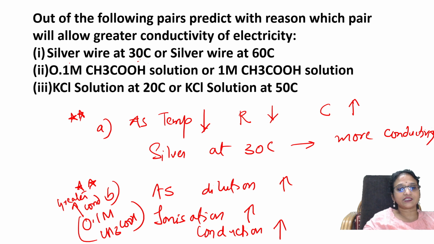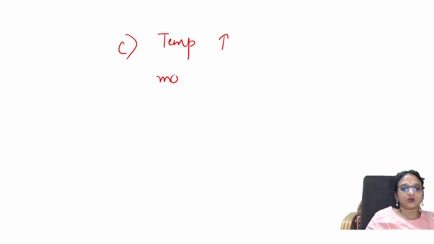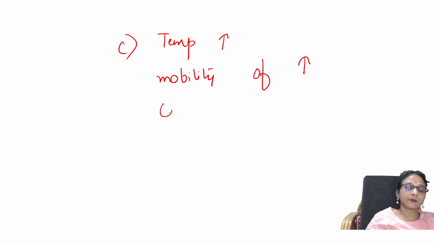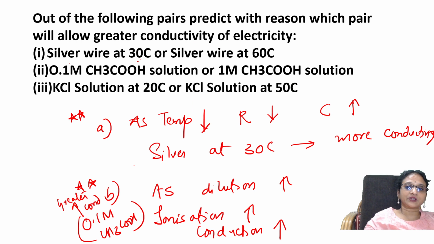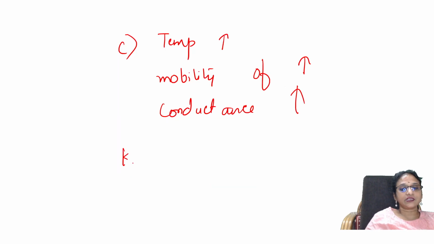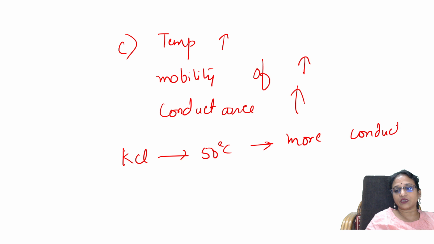Point number 3. They've asked me KCl solution at 20 degrees and KCl solution at 50 degrees. Same story again. As the temperature increases, mobility of ions increases, then conductance increases. Which KCl has more temperature? KCl at 50 degrees has more conductivity. Easy.